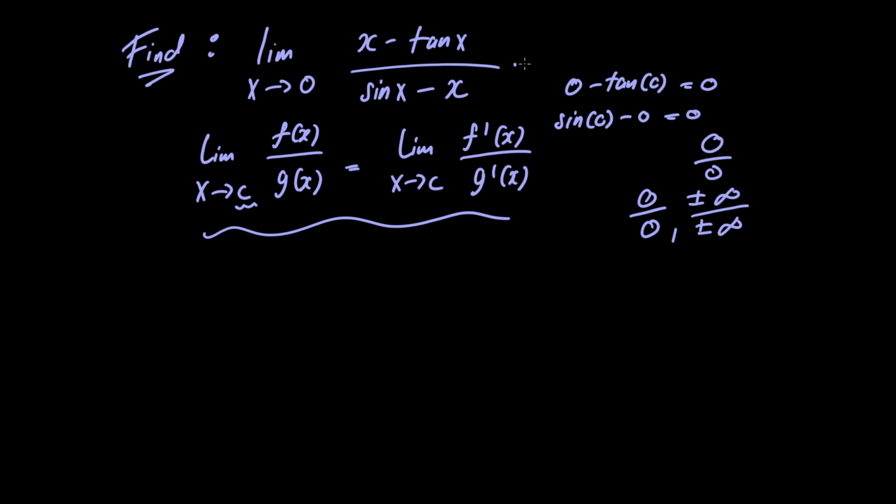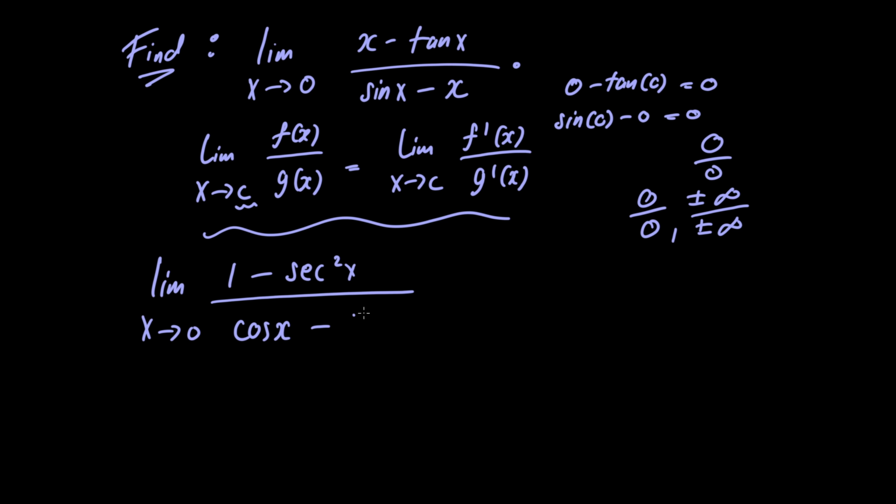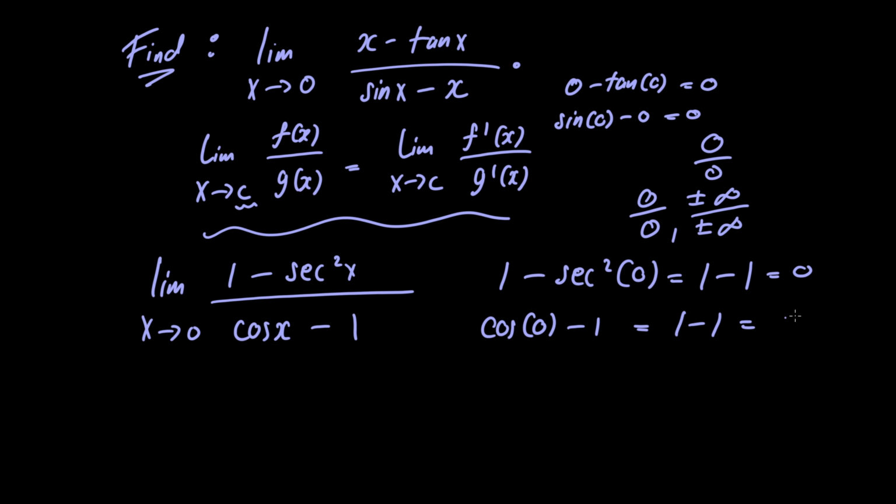As that criteria is satisfied for this problem, let's go ahead and apply L'Hopital's rule to see if we can solve it. So we're going to have the limit as x approaches 0. Now the derivative of the numerator is 1 minus secant squared of x, and this is divided by the derivative of the denominator, which is just cosine of x minus 1. Now, if we just let x tend to 0, in the numerator we have 1 minus secant squared of 0, which is equal to 1 minus 1, and this just equals 0. In the denominator we have cosine of 0 minus 1, which is also just equal to 1 minus 1, and again 0. So our limit is of the form 0 over 0 again, and we're going to have to apply L'Hopital's rule for a second time in order to solve this problem.